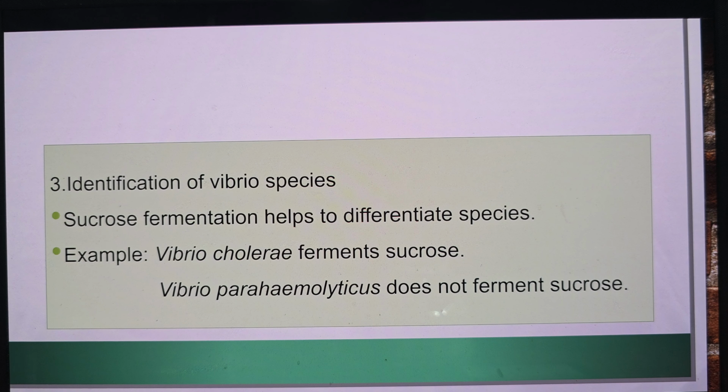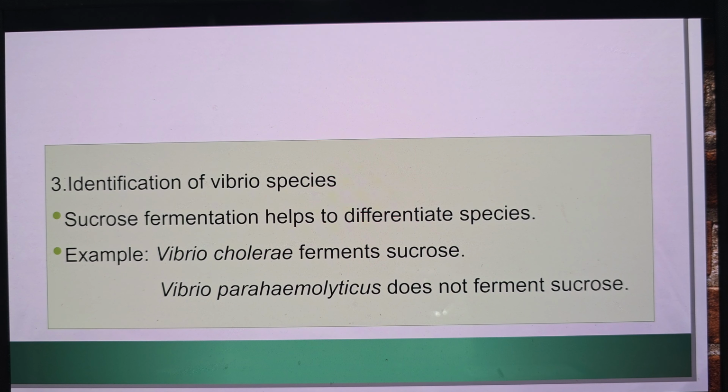Third, identification of Vibrio species. Sucrose fermentation helps to differentiate species. For example, Vibrio cholerae ferments sucrose. Vibrio parahaemolyticus does not ferment sucrose.